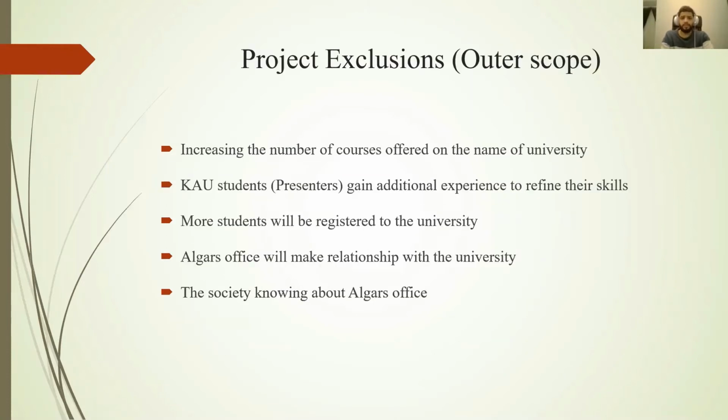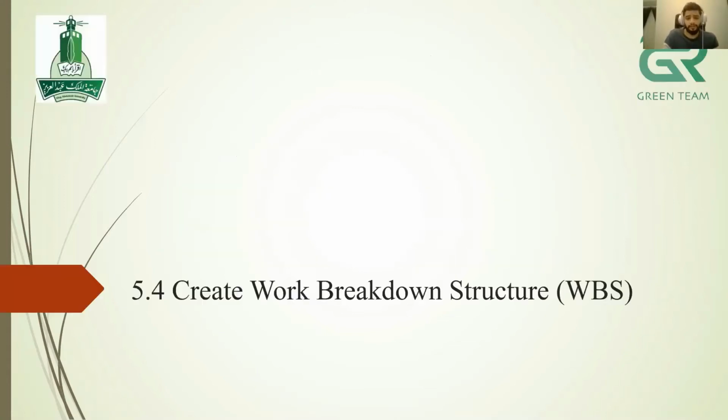Project exclusion. Outer scope: increasing the number of courses offered in the name of the university. Also, maybe the KU student presenters gain additional experience to refine their skills. More students will register at the university. Algar's office will build a relationship with the university. The society will know about Algar's office.